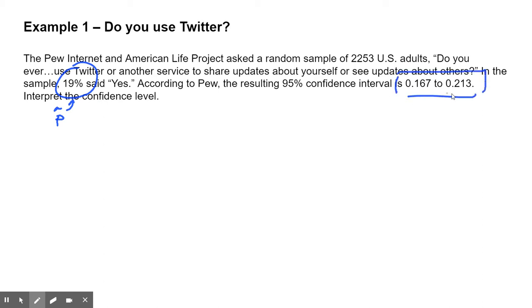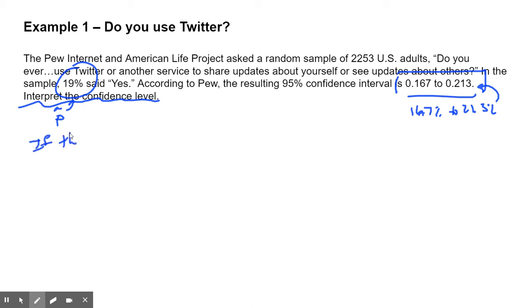Notice these are decimal numbers. They have no units because that is the percentages written as decimals. Those are proportions. 16.7% to 21.3%, right? That's our proportions written as percentages, with 19% landing right smack dab in the middle. They want us to interpret the confidence level. So again, here we go. This is wordy. I apologize.